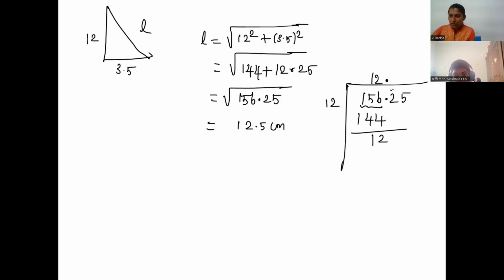Then bring down 25. After that, we take every number two digits at a time. Even if we add zeros, they also go in pairs. So now bring down these two numbers together, 25, the first group. Are you okay? Yes, ma'am. Now always multiply the quotient number by 2, it is 24.